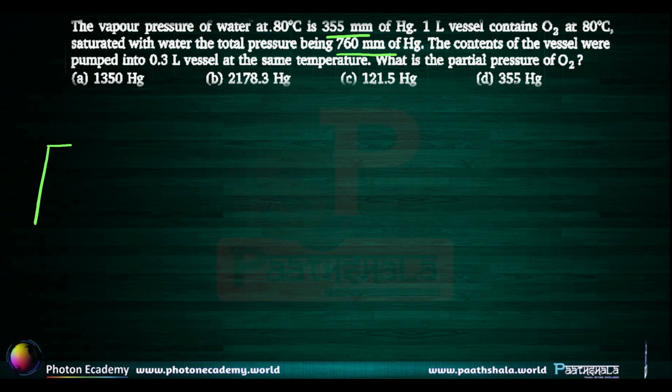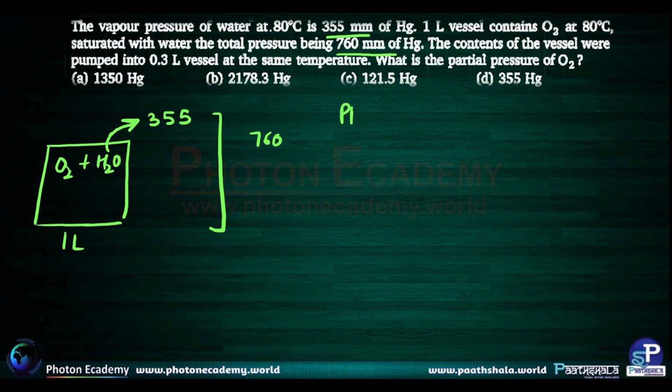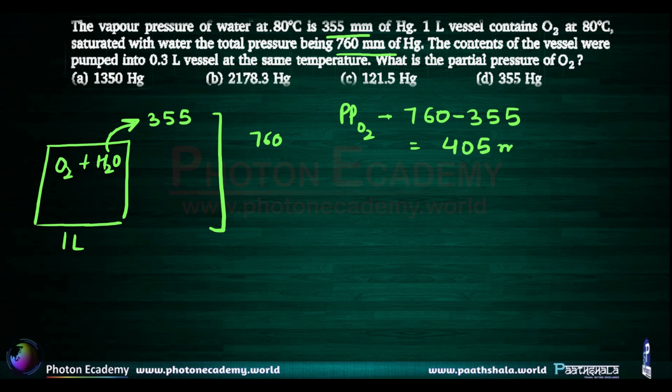Now, in here, we had a vessel of 1 liter volume and it contained oxygen and water vapor both. We know that the partial pressure of water vapor was 355 and the total pressure is given to be 760. So what would the partial pressure of oxygen be? It will be the total pressure minus the pressure of water. Therefore, it comes out to be 405 millimeters of mercury. This partial pressure is when your oxygen is in a container of 1 liter.